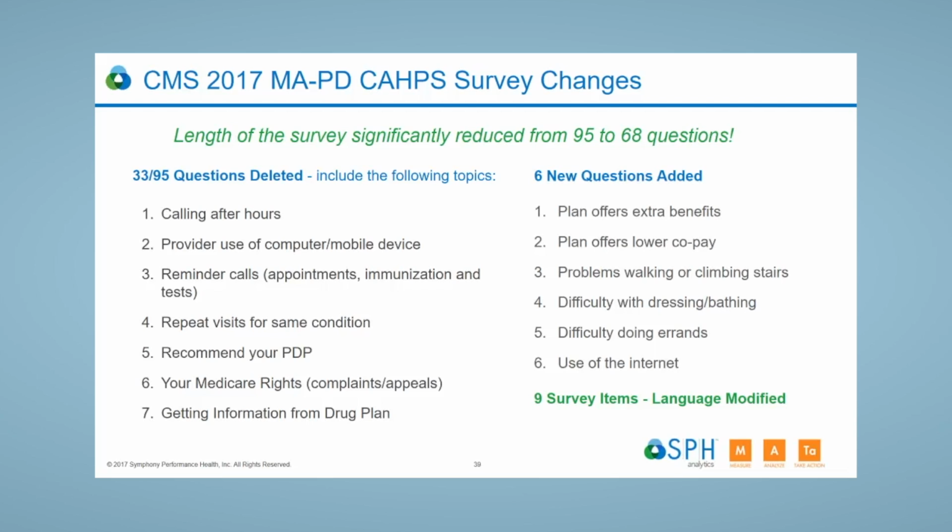In addition to those changes, we also saw some modifications in some of the survey items themselves that stayed on the tool. So 9 survey questions were modified to really get some improvement in the clarity of the questions. For example, whereas the question read about non-urgent care, the language was changed to define non-urgent care as a checkup or routine care.